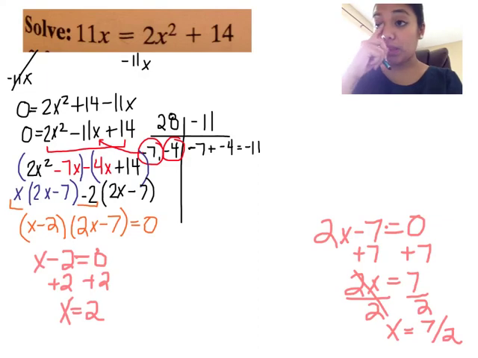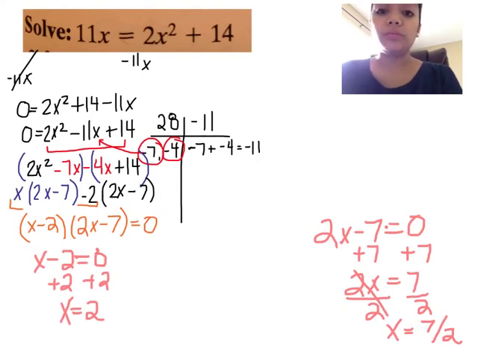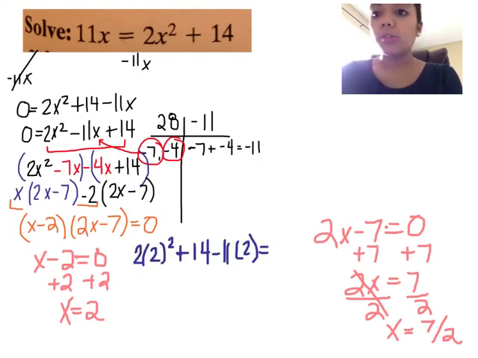Okay. So now I need to check my work and see which ones are solutions. I need to plug it back into the original. So 2 times 2 squared plus 14 minus 11 times 2 should give you 0. And if you plug that all into your calculator, you will get 2 squared is 4, 2 times 4 is 8, plus 14 is 22, minus 22 is 0. So then you have 0 equals 0. So it works. So then you check the next one.